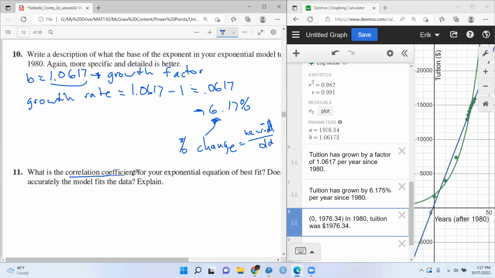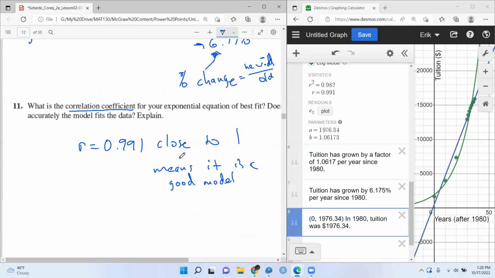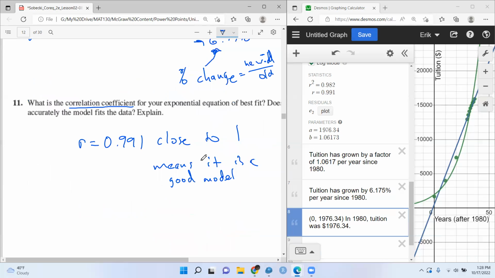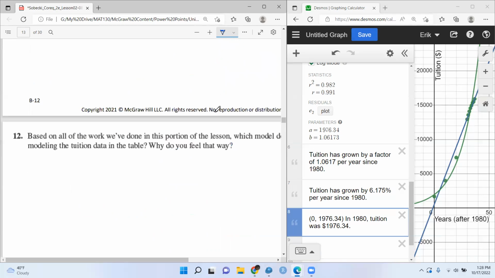is the correlation coefficient. So the correlation coefficient for the exponential model is R equals 0.991. That's close to 1. So it is a good model. Now the real question is which model is the better one, the linear or the exponential? Which I believe is what number 12 is asking us. So what do you all think?